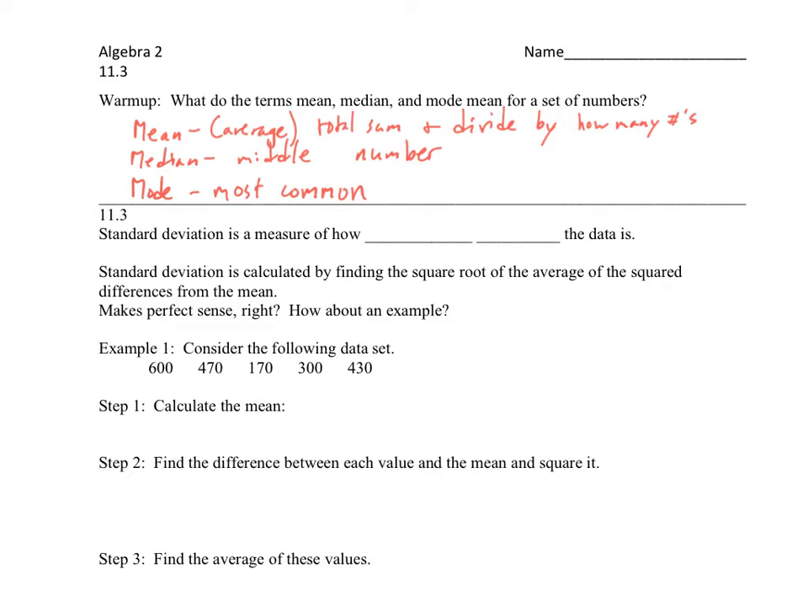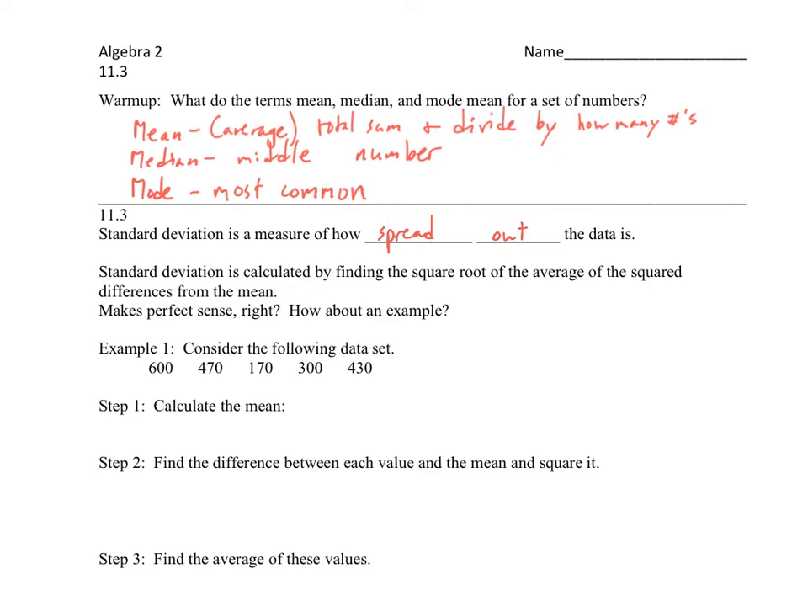So in this section, we're talking about standard deviation. It is a measure of how spread out the data is. Standard deviation is calculated by finding the square root of the average of the squared differences from the mean. So that probably makes no sense because we've never done it before and it was kind of confusing. So we're going to do 3 examples.